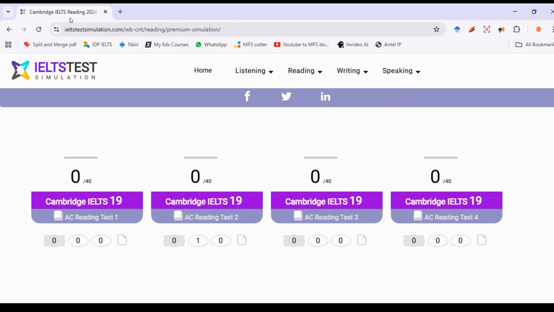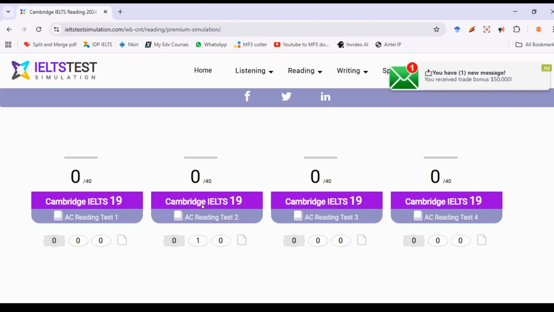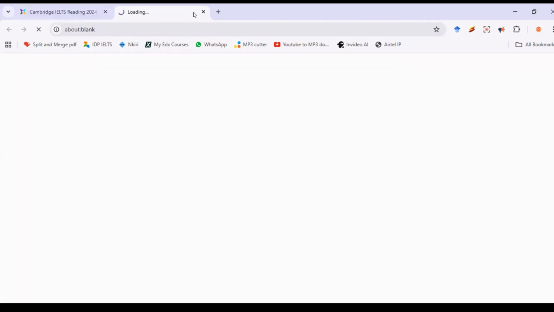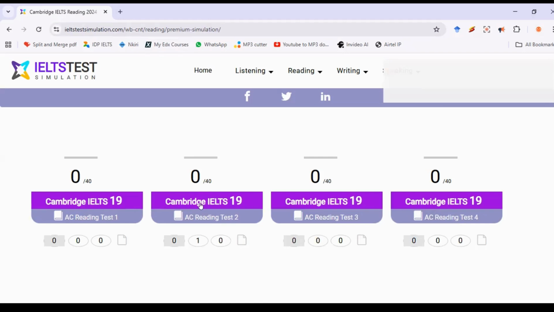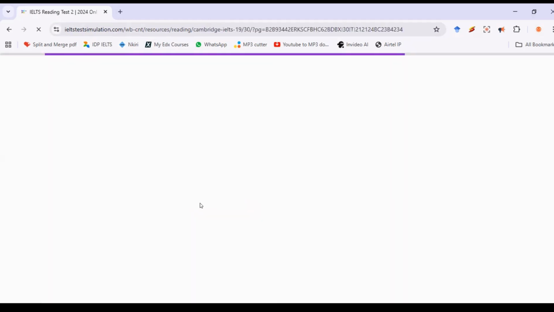And if you click on something and it takes you to another link, like what has happened now, just close that and click on the test again. Can you see the adverts keep on popping up? You just continue until it takes you to the test that you want to do. Finally it's going to take me to the test now. But usually the adverts will not show up when you are doing the test. So it's bringing me to the page for the test now, and then I'm going to solve the questions.